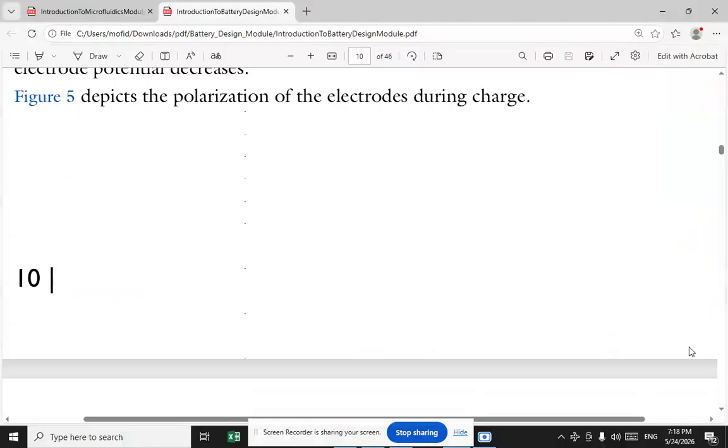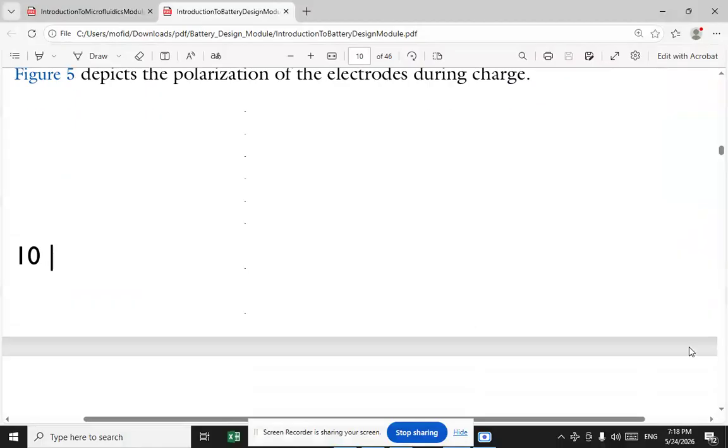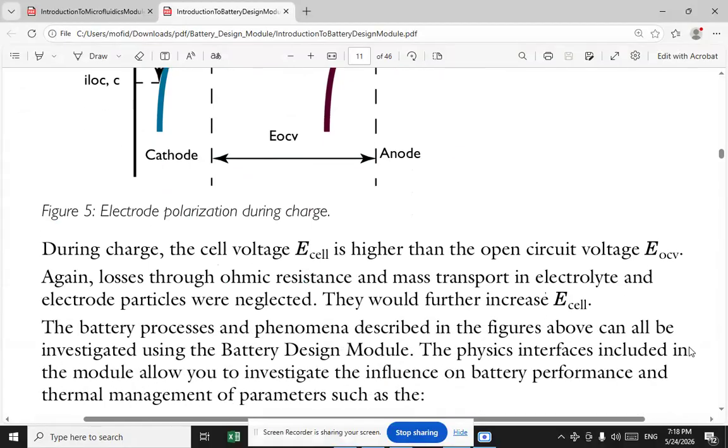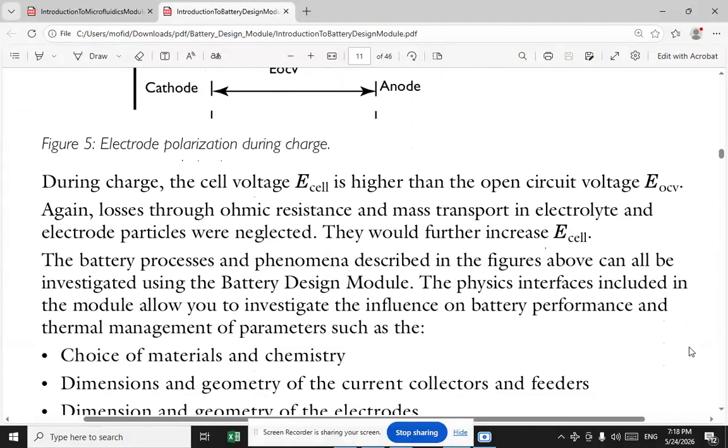Figure 5 depicts the polarization of the electrode during charge. Figure 5 shows electrode polarization during charge. During charge, the cell voltage E_cell is higher than the open circuit voltage, OCV. Again, losses through ohmic resistance and mass transfer in electrolyte and electrode particles were neglected. The figures above can all be investigated using the Battery Design Module.